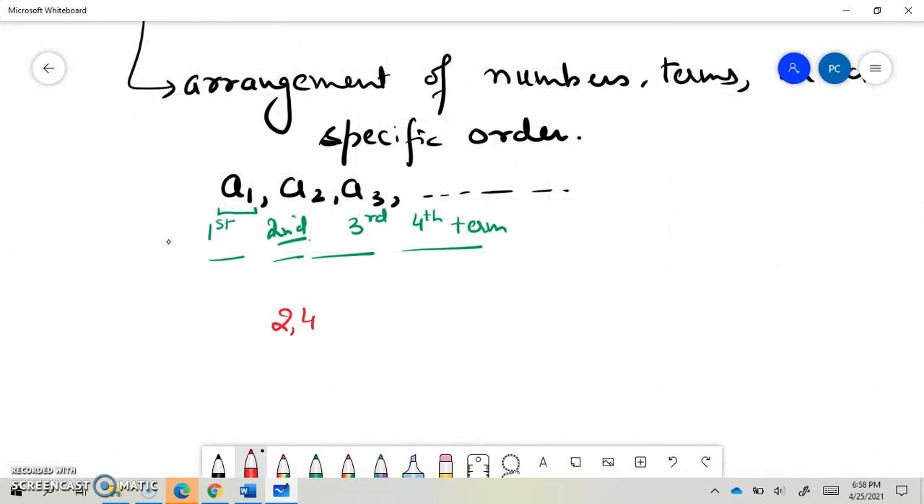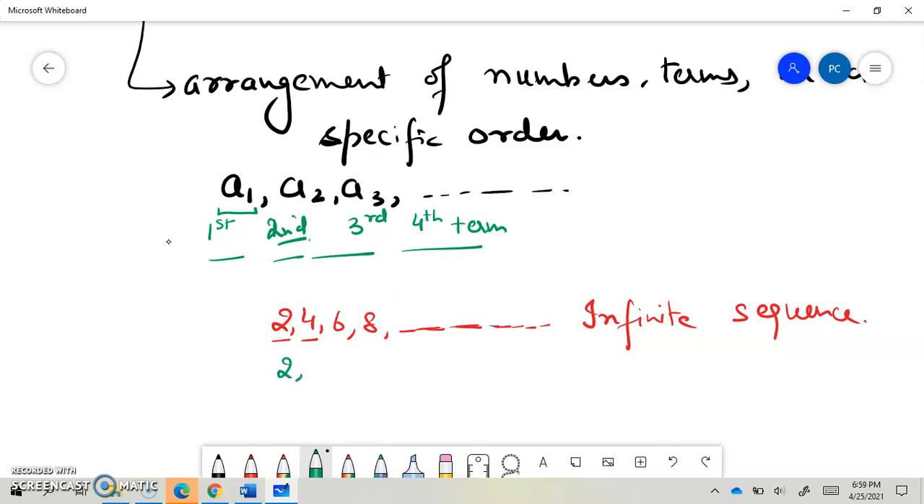Say I say 2, 4, 6, 8, and so on. That is a sequence. Each number is double of a natural number: double of 1, double of 2, double of 3, double of 4, and when we say so on, it means it keeps on going. When we say so on and leave it, that means it's an infinite sequence. Infinite means it can keep on going infinitely. On the other hand, if I say 2, 4, 6, 8, 10, this is a finite sequence. It's closed. It only has 5 terms.